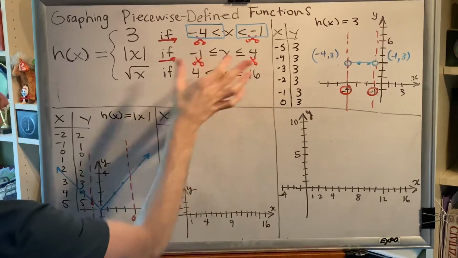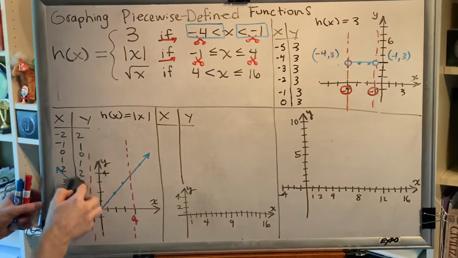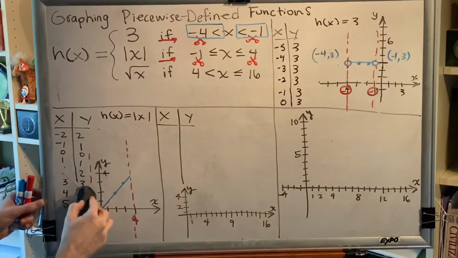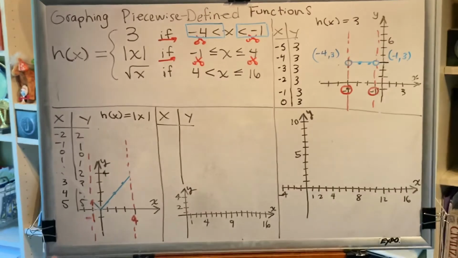X is in between -1 and +4, so the part of the graph that we want to keep will be in between the red cut lines. So then our graph looks like that.